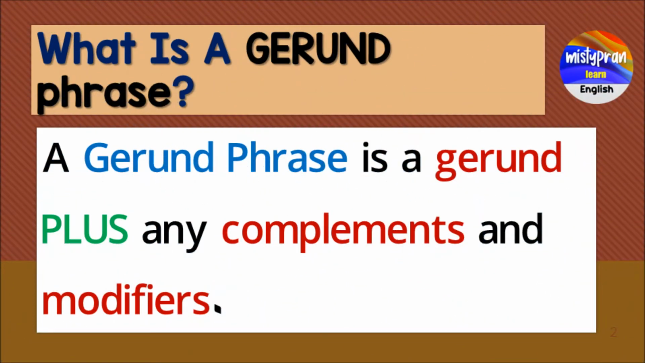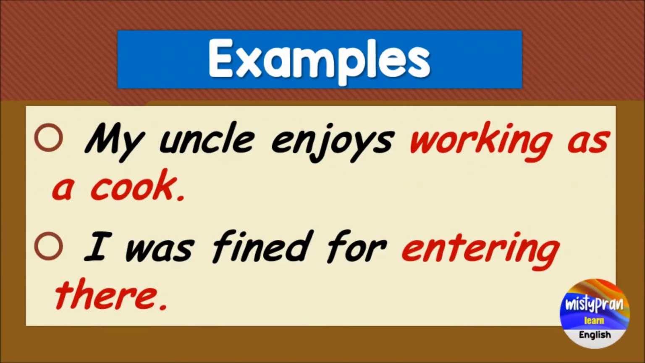A gerund phrase is a gerund plus any complements and modifiers. That is, it consists of a gerund and all of the words related to the gerund. Look at the examples. My uncle enjoys working as a cook. Here, the gerund working is followed by the words as a cook.